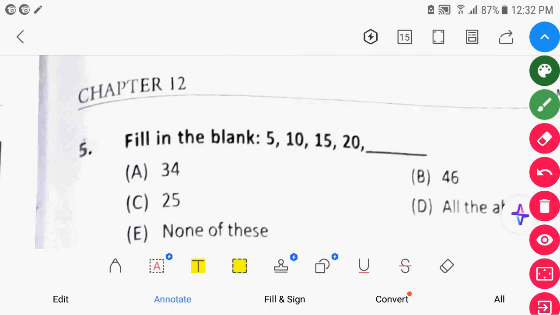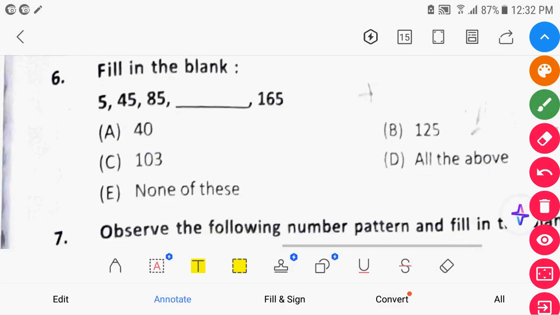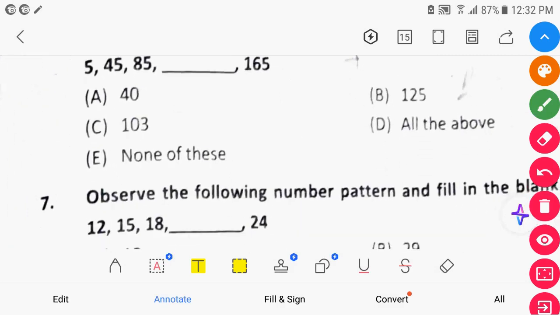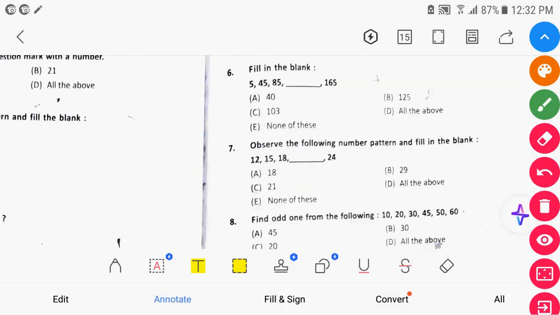Again the table of 5 is there. So again the next question is also for your homework, because it is simply the table of 5 and you have to find the missing number. Now fill in the blank. The previous question which is there in the solved example is repeated here. So again question number 6 is also for the homework.